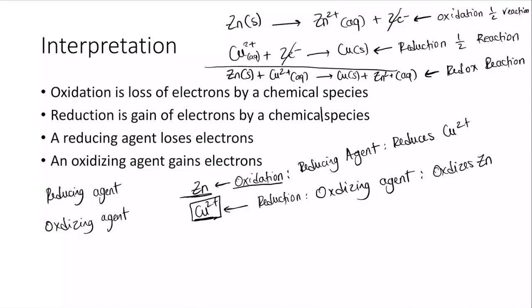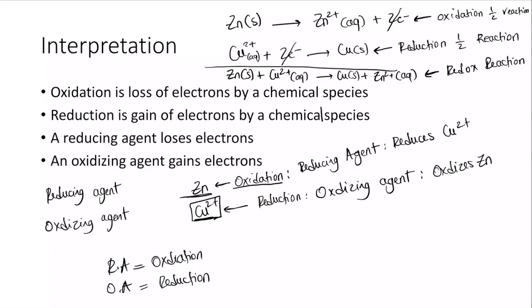Okay, so as I've mentioned, the reducing agent loses electrons, the reducing agent undergoes oxidation, and the oxidizing agent gains electrons. The oxidizing agent undergoes reduction. You can remember just by thinking of it like vice versa. Reducing agent undergoes oxidation, and oxidizing agent undergoes reduction. But I'm just giving you why this terminology is invoked in the first place. Hope it's clear now.